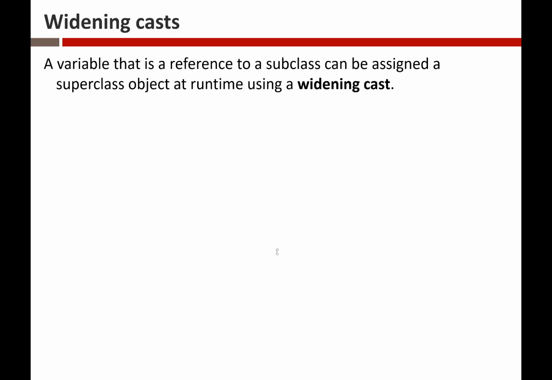PODoc3 is a reference to the subclass. So a variable that is a reference to a subclass can be assigned a superclass object. How do I put what document 1 or document 2 is holding into PODoc3? I can do that by employing a widening cast.